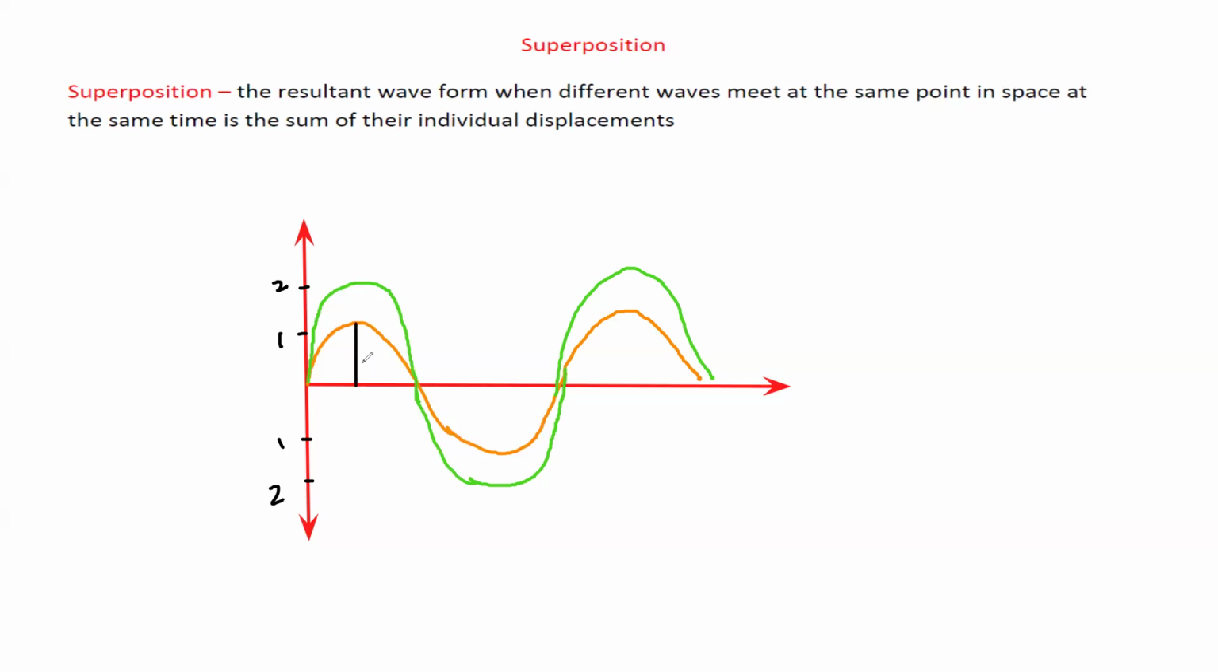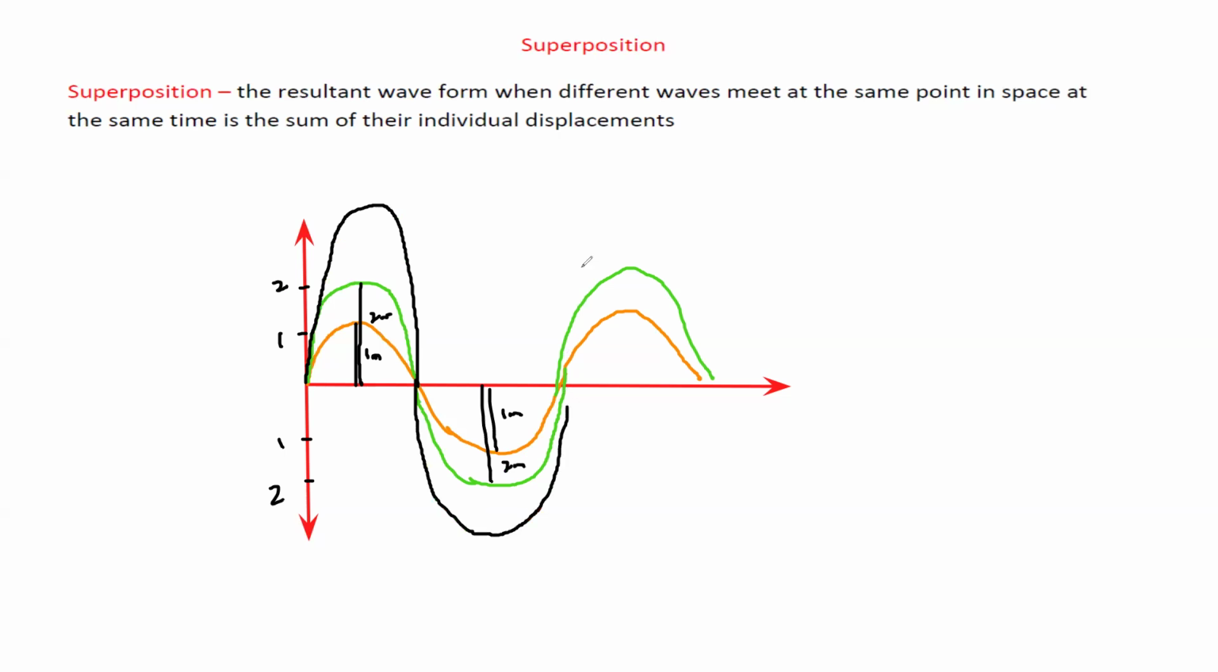So for wave 1, it is 1 meter, and for wave 2, it is 2 meter. So what is the sum of 1 and 2? When you add them, you get 3. So the combined wave of these two will be 3 meter or 3 centimeter in height. And the same thing here: this is 1 meter and this one is 2 meters. So what is the result? The result will be 3. So the resultant wave will be 3 meter.